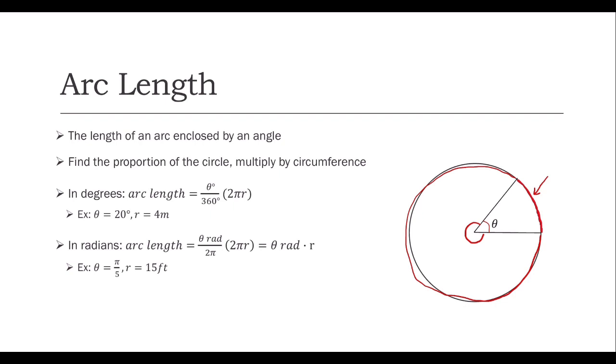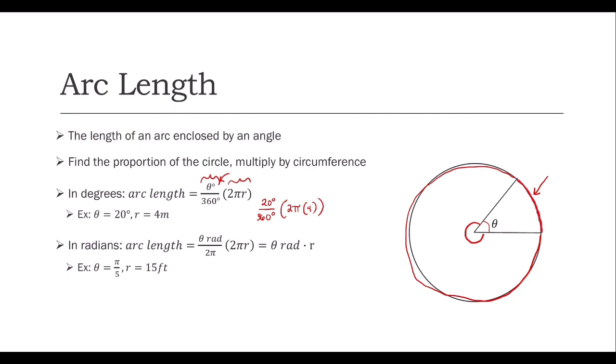So in degrees, your arc length will be your angle out of 360 times 2 pi r, because this would be what proportion of the circle you have. And then this right here is your circumference. So for example, if we had theta equals 20 degrees and r equals 4 meters, we'd have 20 degrees over 360 degrees times 2 pi times our radius, which is 4.